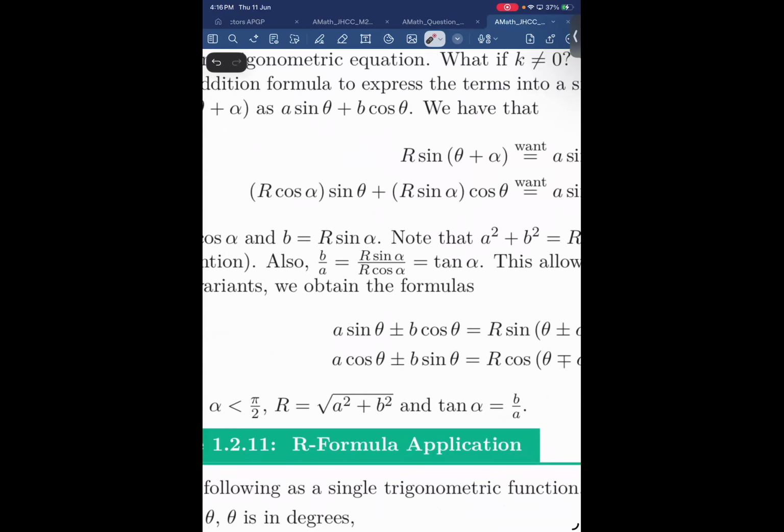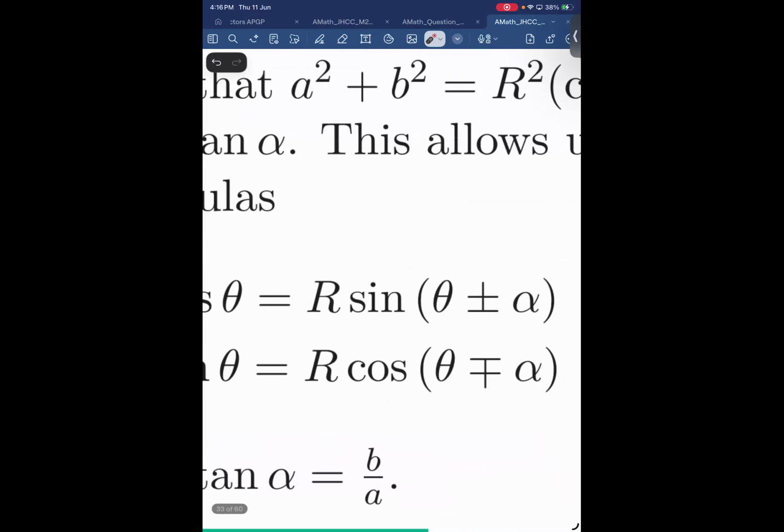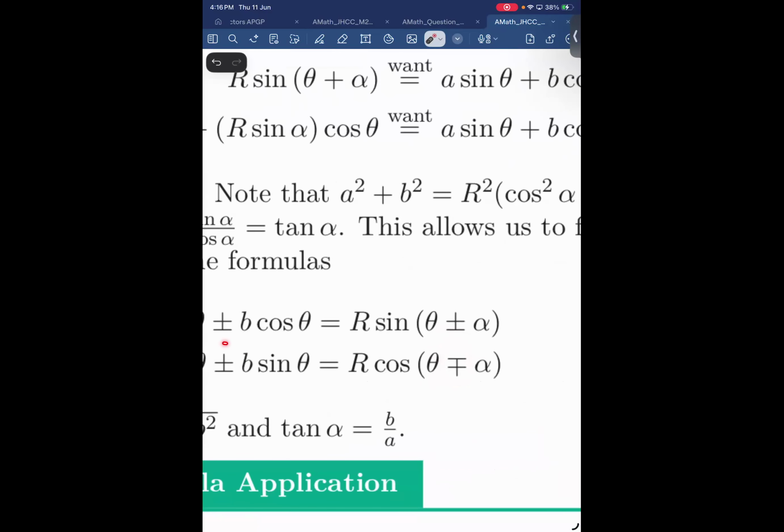So if the sine is in front, if the sine is the first term, A sin theta plus or minus B cosine theta, then the trigo function with R will be sine. If cosine is in front, the trigo formula with R will be cosine. And you see the minus plus, this upside down. This means if this is a plus, this guy will be a minus.